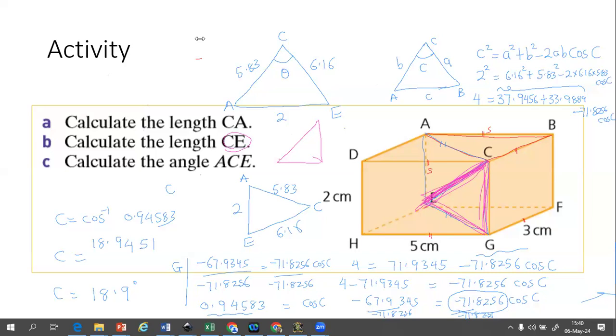Teacher, yes. I wanted to know where you got like 18.9451. When you place your calculator, you press shift cos of 0.9458. What do you get? I'm getting 21.050. When you press shift cos inverse of 0.94583.